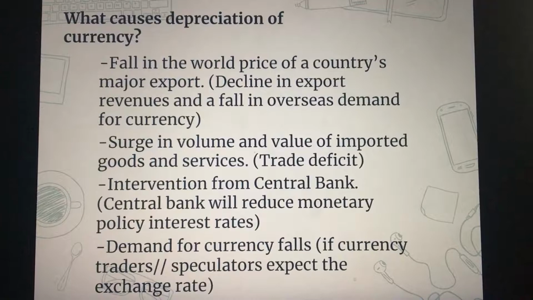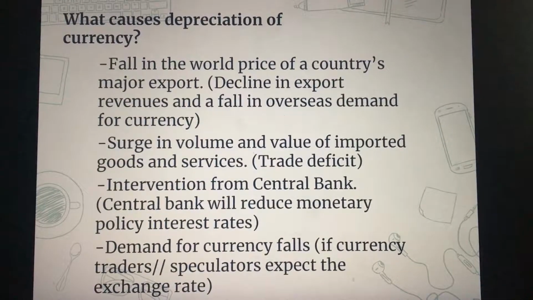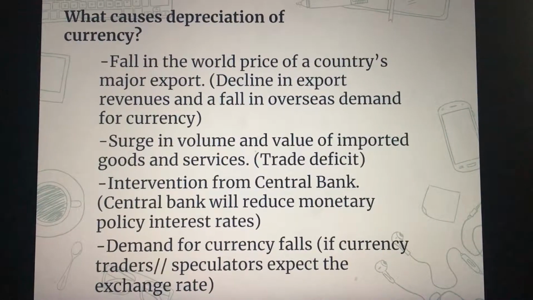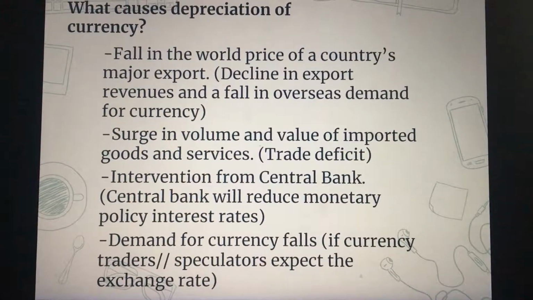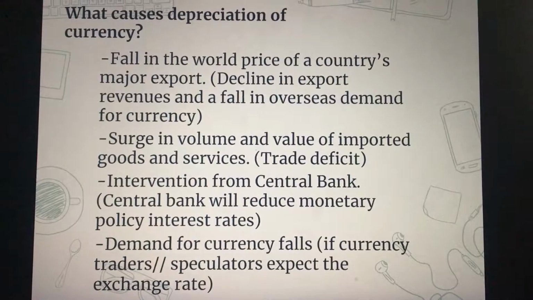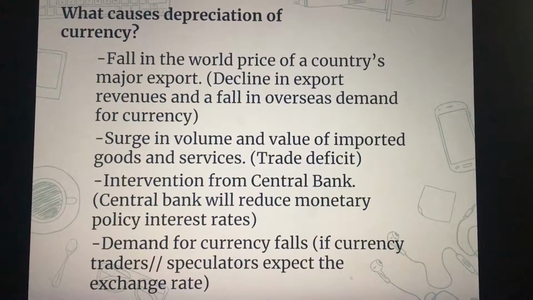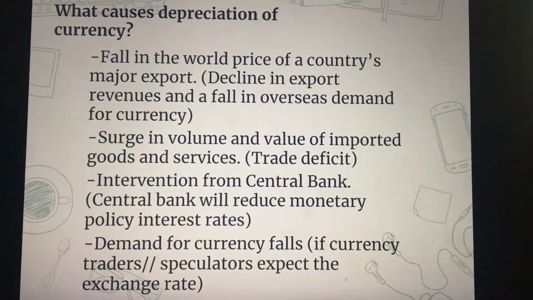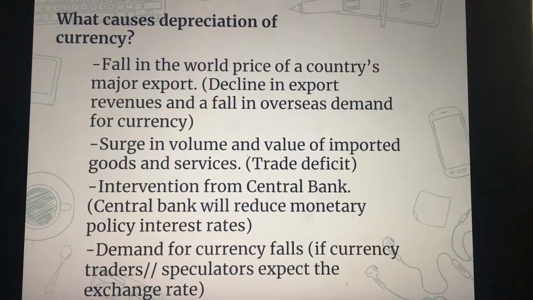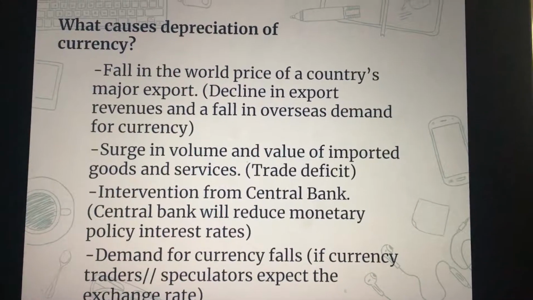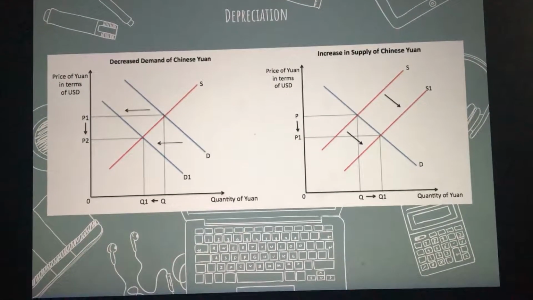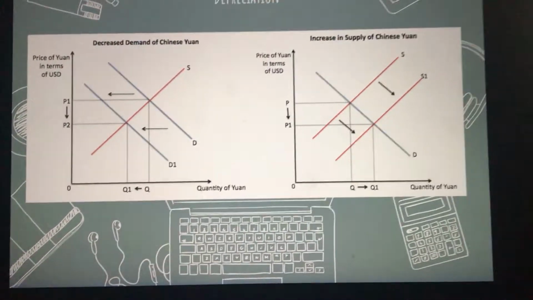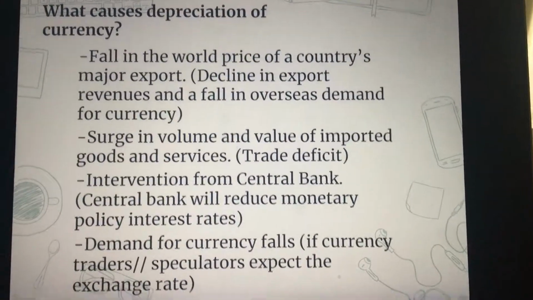Also, intervention from the central bank. The central bank could reduce the monetary policy interest rates, and that would depreciate the currency. And demand for the currency could fall if currency traders or speculators expect the exchange rate to fall. So if they expect what's coming, then it could cause the demand to fall, and as we saw in this graph, the demand shifts to the left, the demand falls, and that would cause depreciation.